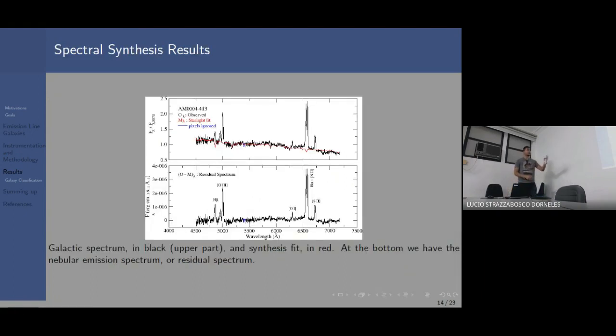Here we have the result of the synthesis. We have the stellar spectra, we have the galaxy spectra, and the nebula spectra, which are the galaxy spectra subtracted by the stellar spectra. Then we have only nebula gas lines.